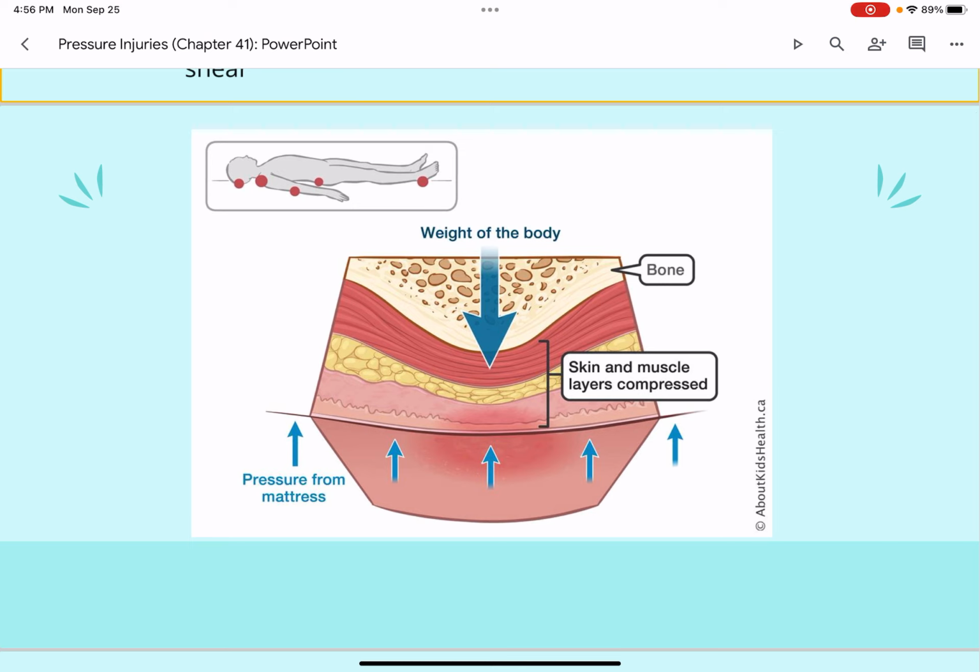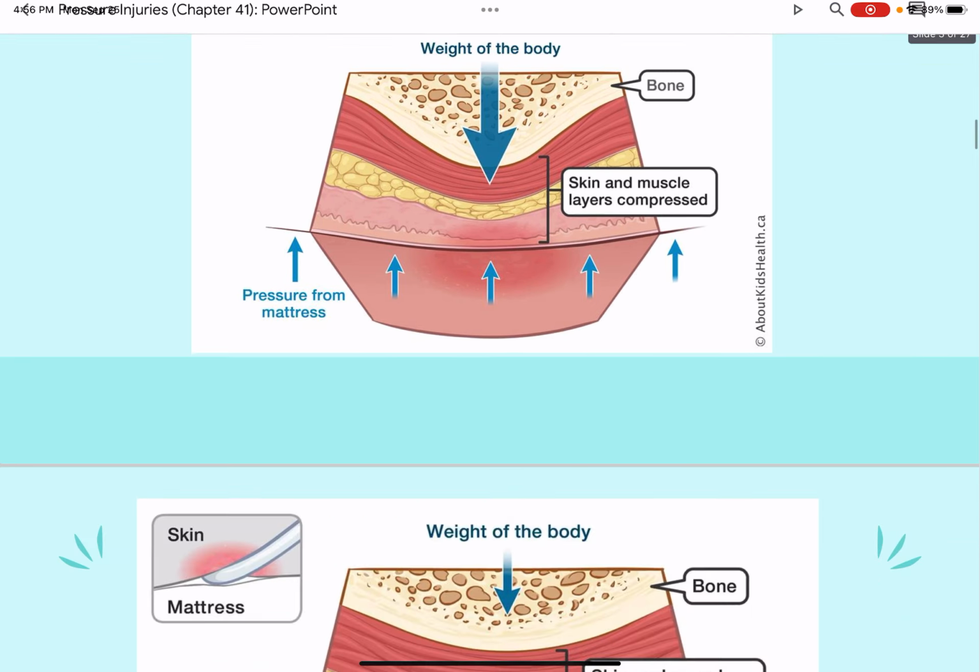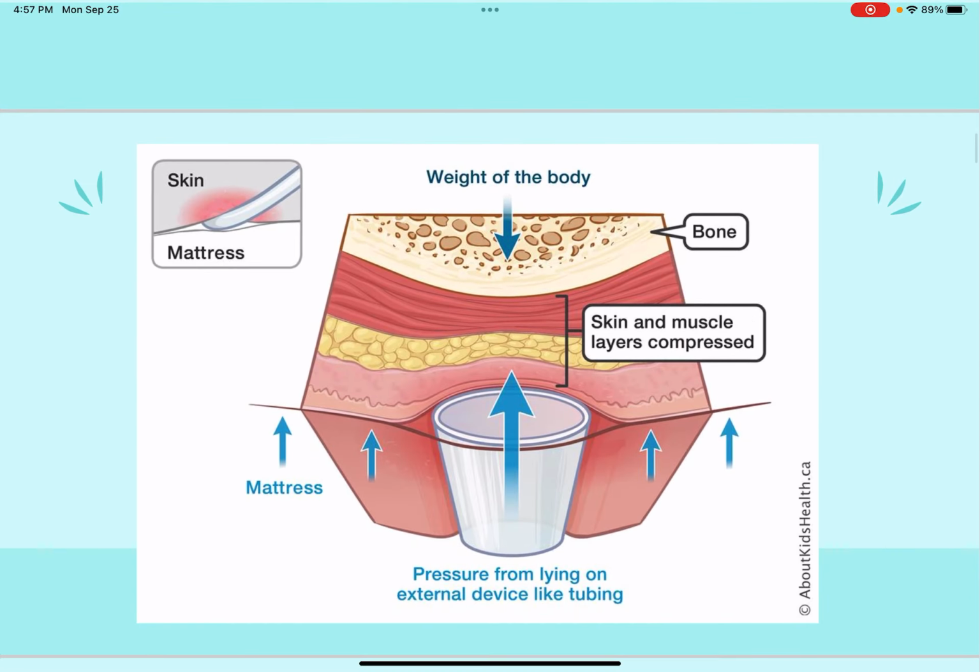This image here shows the skin being squeezed between two hard surfaces, the body and the mattress. This decreases blood flow to the skin and underlying tissues. As a result, oxygen and nutrients cannot get to the cells, and the skin and tissues die. This picture shows the skin being squeezed between two hard surfaces, the body and an external device like tubing. Again, blood flow decreases, oxygen and nutrients cannot get to the cells, and the skin and tissues die.